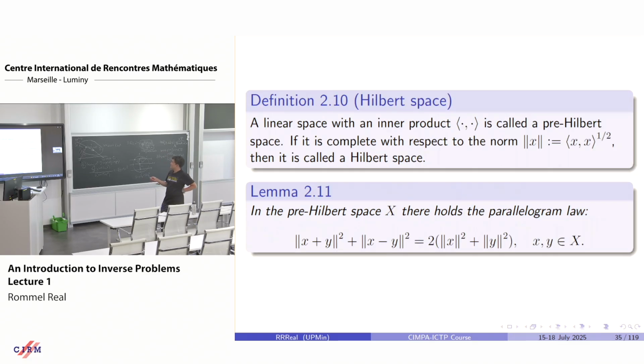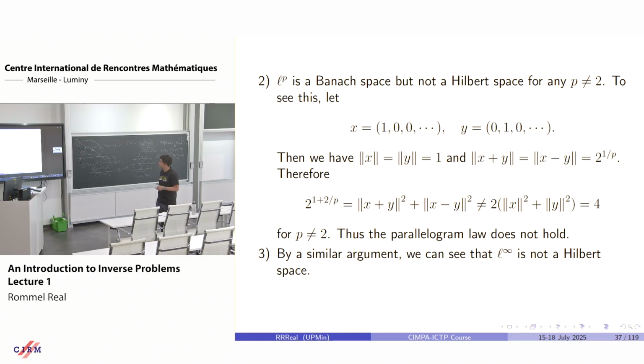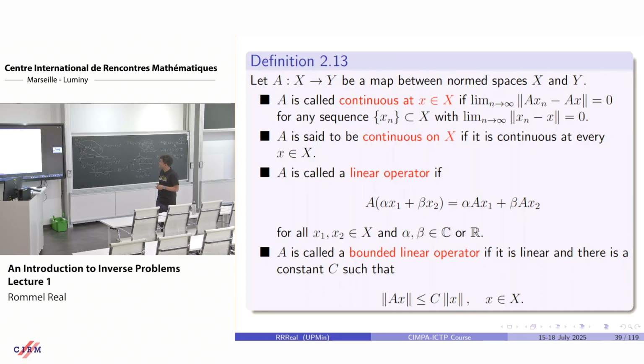Okay. Now, throughout the course, we'll consider Hilbert spaces. Suppose we have a linear space with an inner product. We call it a pre-Hilbert space. If it's complete with respect to the norm, then we call it a Hilbert space. And then also, I'll just skip this part here, the parallelogram law. And then I'll just keep some parts here.